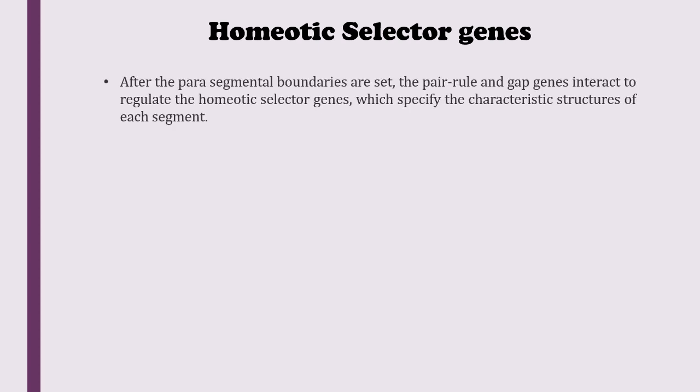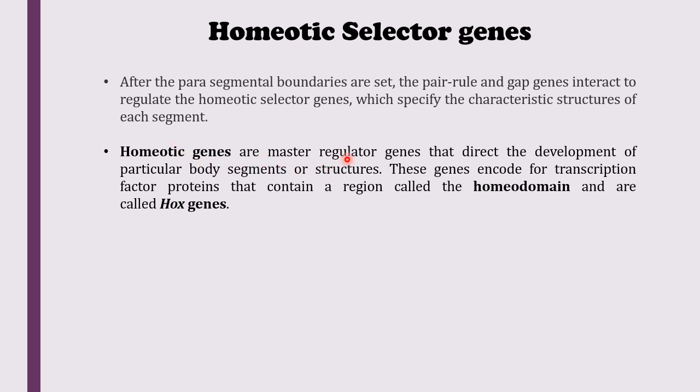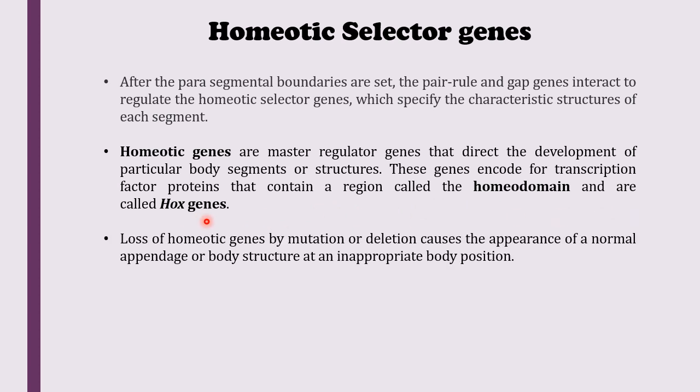Coming to the second part of the lecture, that is homeotic selector gene. After the parasegmental boundaries are set, the pair rule and gap genes interact to regulate the homeotic selector genes, which specify the characteristic structure of each segment. Homeotic genes are master regulator genes that direct the development of a particular body segment or structure. These genes encode transcription factor proteins that contain a region called homeodomain and are called Hox genes. If these genes are lost or mutated, they can cause the appearance of normal appendages or body structures at an inappropriate body position.